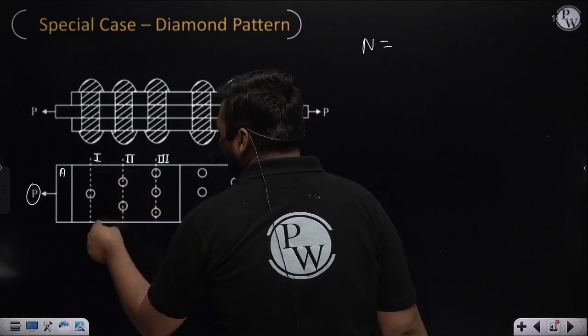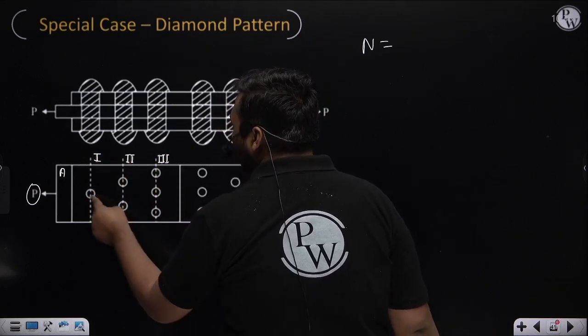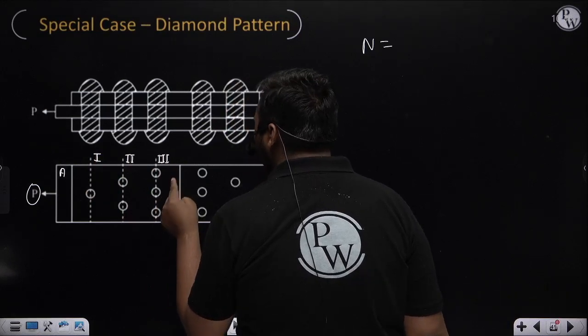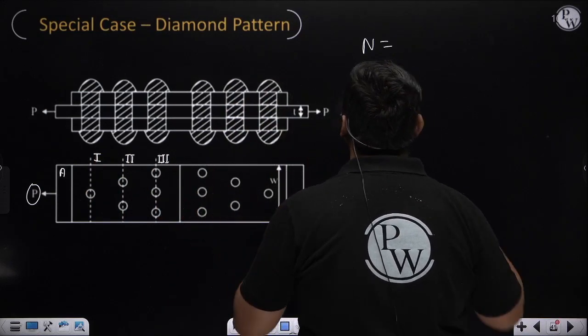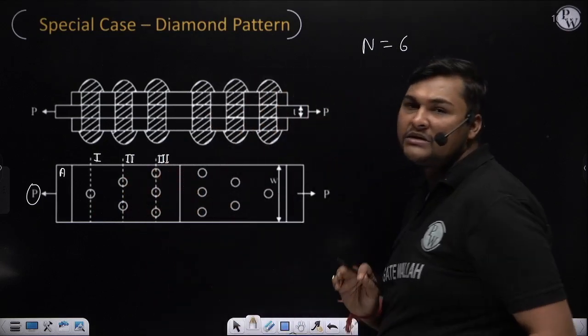So in this row 1 is coming, in this row 2 rivets are coming, so 2 plus 1, 3. In this row 3 rivets are coming, so 1 plus 2 plus 3, that is 6. Okay, 1, 2, 3, 4, 5, 6. So the number of rivets per plate is 6.